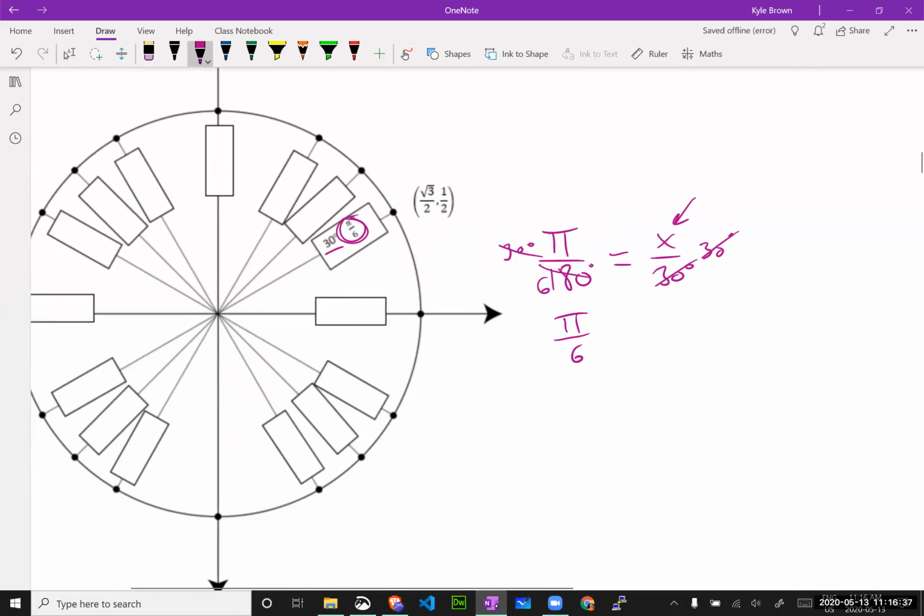And you could do the same thing with all of the angles all the way along. So this was 30 degrees, that would make this 45 and this 60, and then this would be 90.